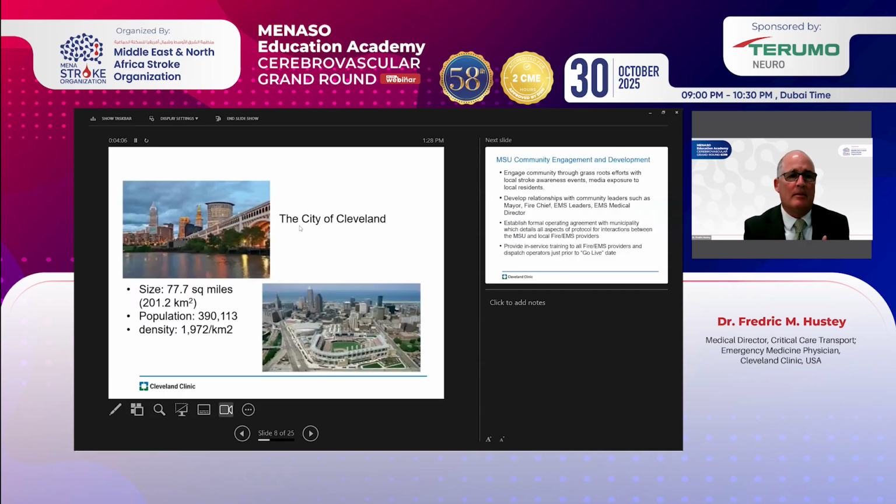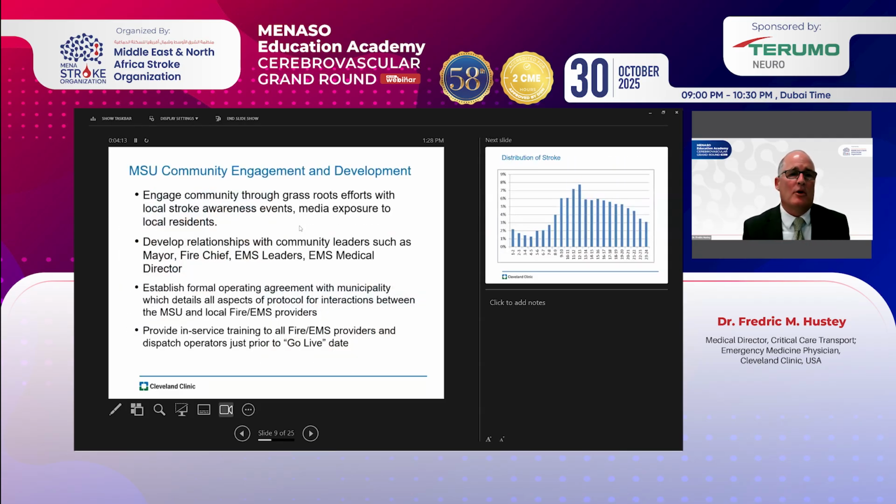And so our program started in the city of Cleveland. It's a classic urban model, high population density. First, and depending on your environment, these may or may not be challenges for you, but we had to win the community over. We had to engage the community through grassroots efforts with local stroke awareness events. We had to get into the media so that the public would see all about the mobile stroke program and the benefits of it.